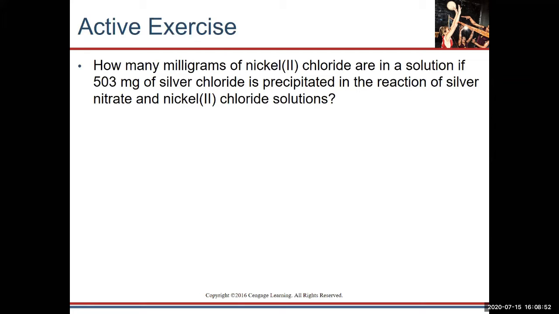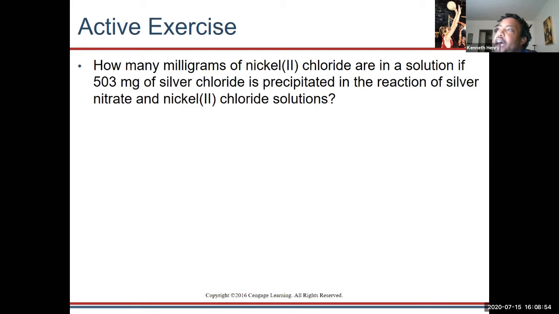The question says, how many milligrams of nickel(II) chloride in a solution if 503 milligrams of silver chloride is precipitated in the reaction of silver nitrate and nickel(II) chloride?